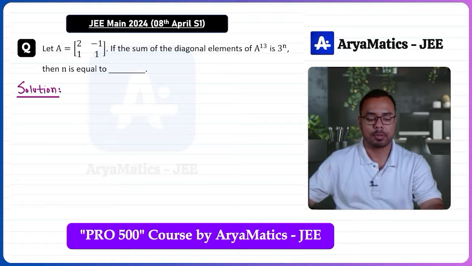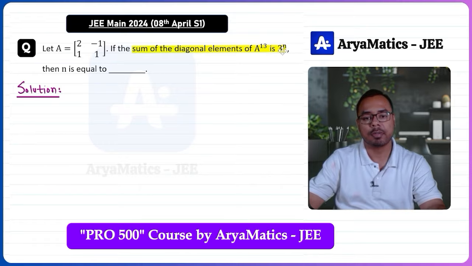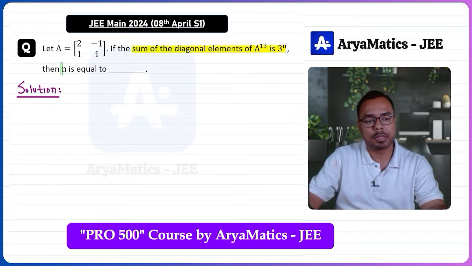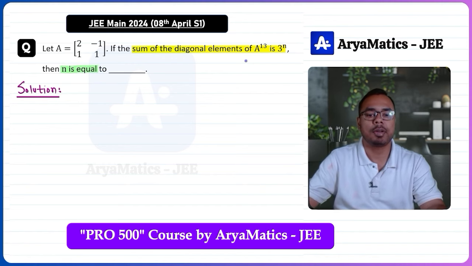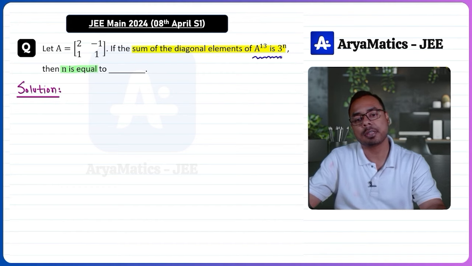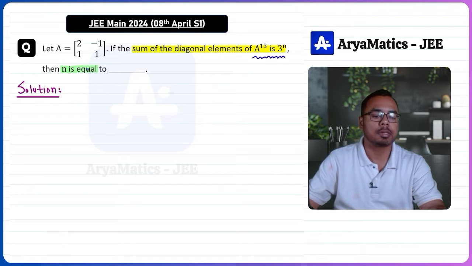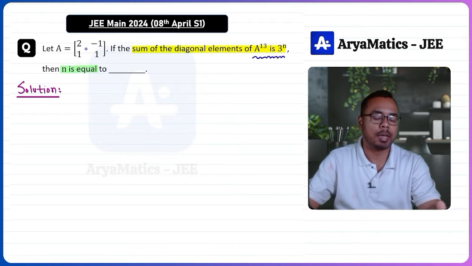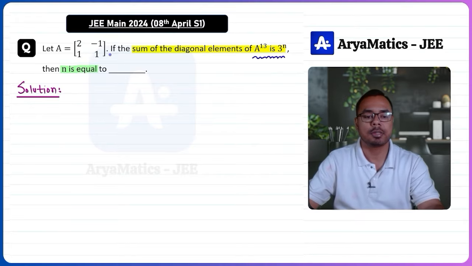A is this 2 cross 2 matrix. If the sum of the diagonal elements of A^13 is 3^n, then we have to find the value of n. Now, in most of the resources, you will find that for calculating the trace of A^13, the sum of diagonal elements is nothing but the trace of the matrix, they will multiply this matrix A. First, they will calculate A squared, then A^4, A^8, and so on. And then they will calculate the sum of diagonal elements.